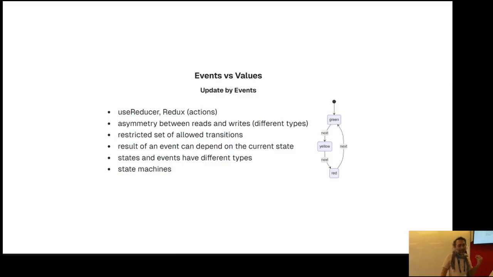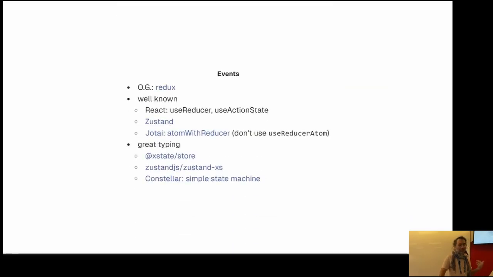What we want to do is to restrict the allowed transitions. So you cannot, for example, go directly from green to red. The result of the same event will depend on the current state. So for the next event, the result will be green if we were in a red state, and it will be yellow if we were in a green state. So that's a reducer, and it has a well-known typing and properties. And a state machine is a special case of the whole reducer thing.